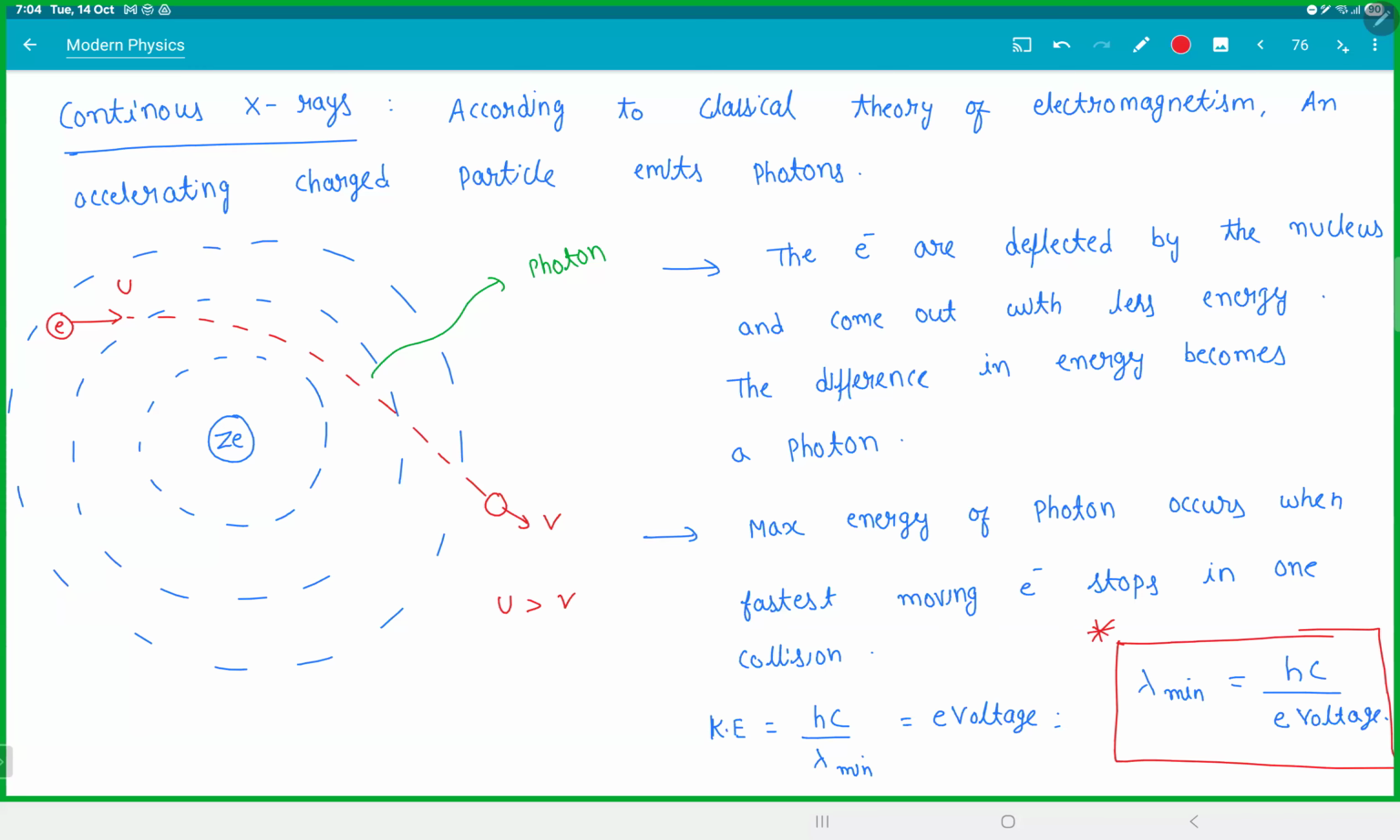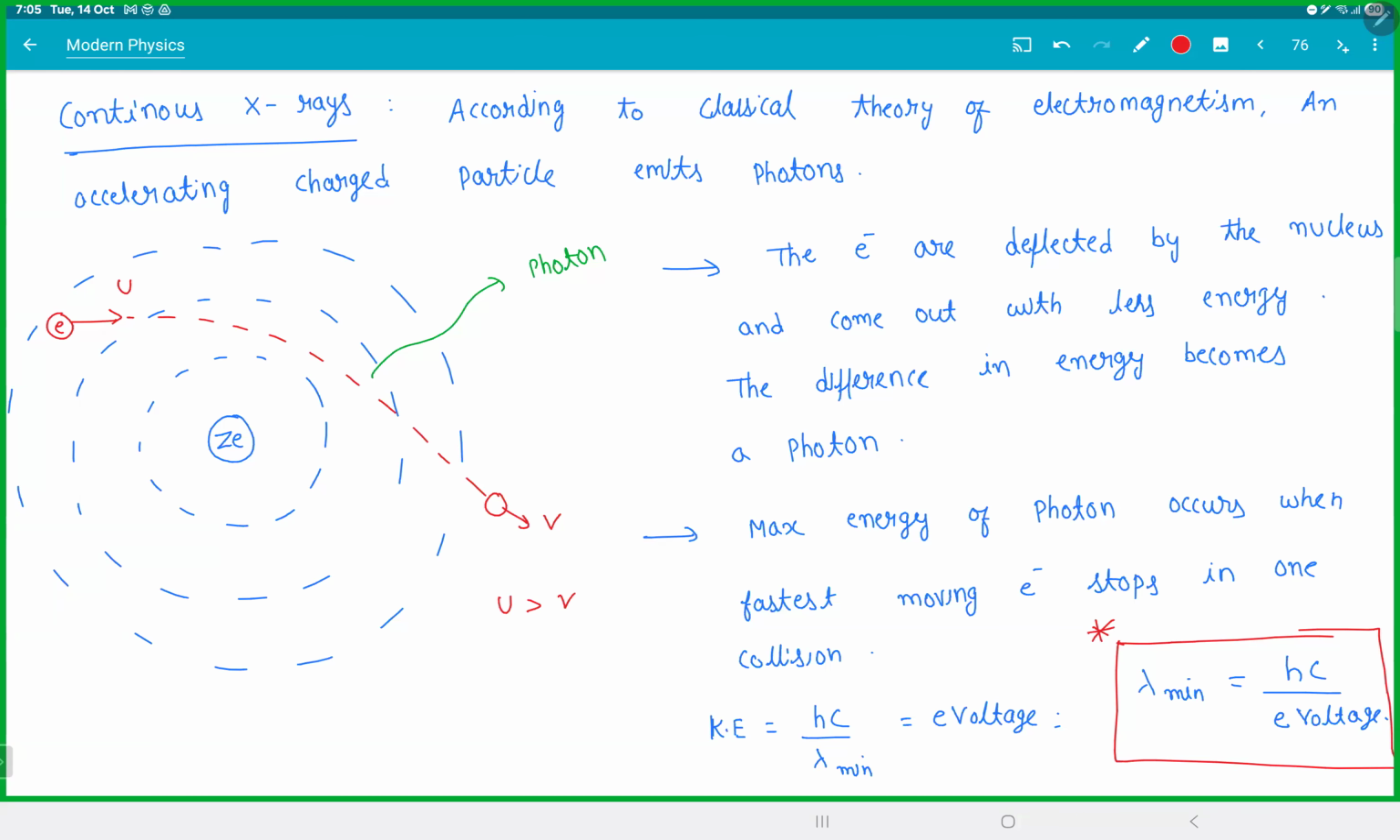So this is the extreme case where your fastest moving electrons just stop in one collision and all that energy becomes a photon. So an X-ray machine cannot produce a wavelength less than this. It all depends on the voltage. The higher the voltage, the more energetic photons you get. And these are called continuous X-rays because each electron can lose any amount of energy. There is no restriction in that, isn't it? So that means you can generate all wavelengths of X-rays. That's why it is called continuous X-rays.